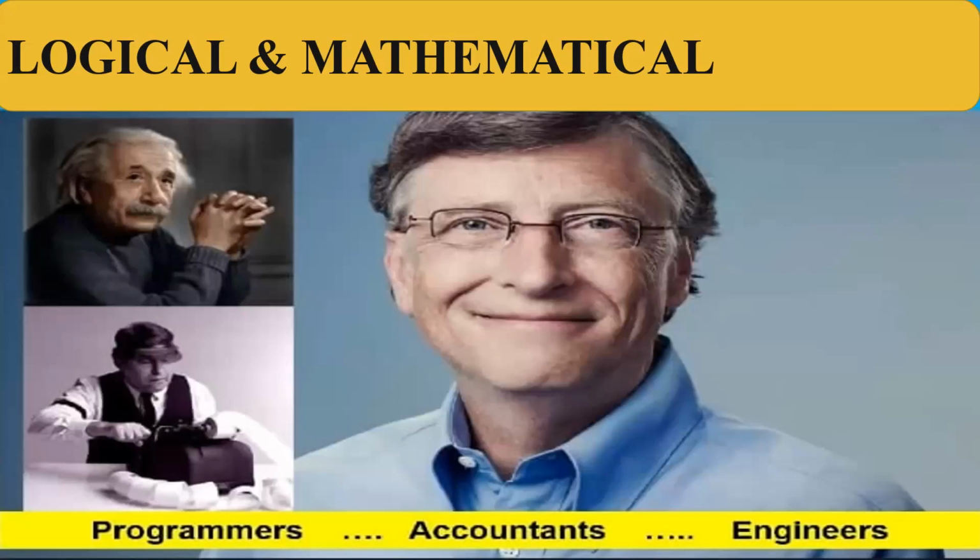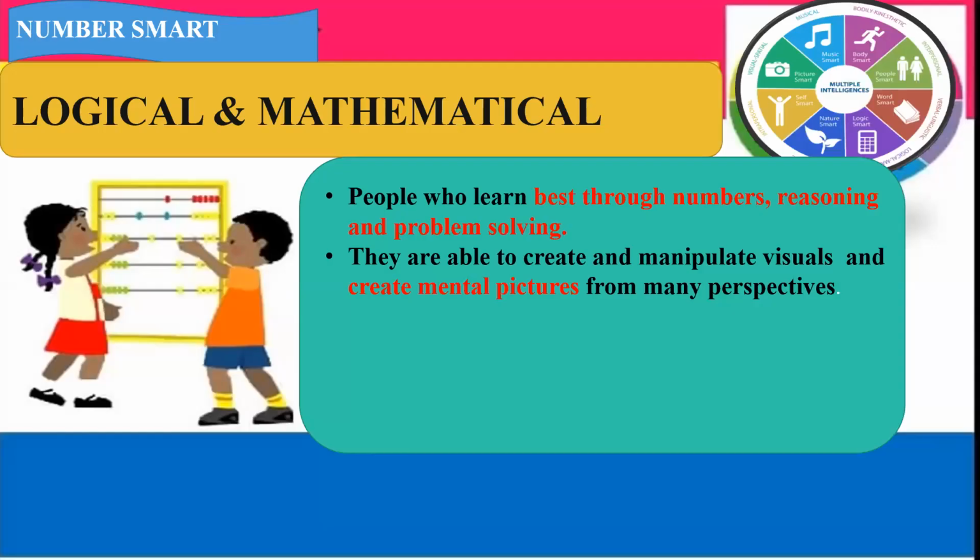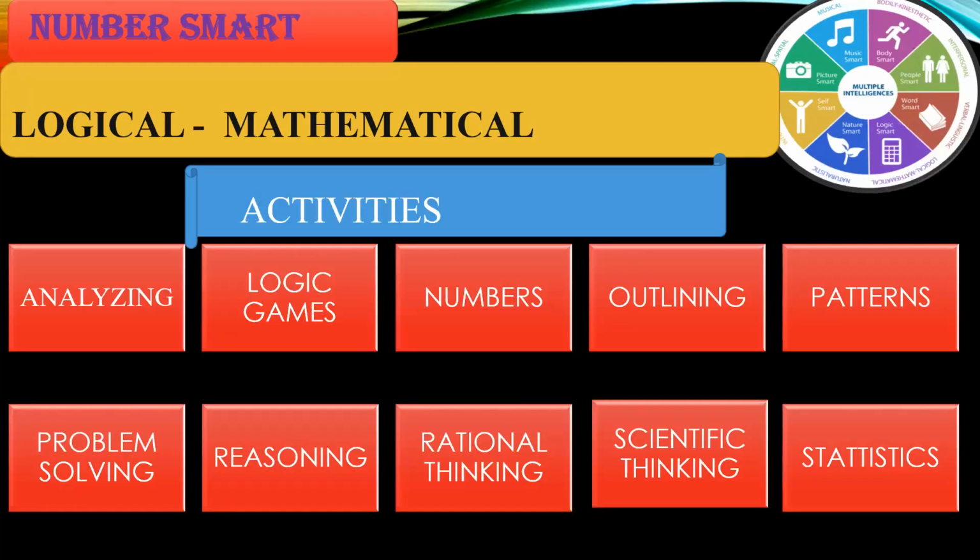Now come to the logical mathematical. If you are, then what are the things you can do? You can be a programmer, an accountant, or an engineer. People who learn best through numbers, reasoning, and problem solving are able to create, manipulate visuals, and create mental pictures for many perspectives. Number smart people, what are the activities we can do? The students who are number smart, what are the activities we can do?